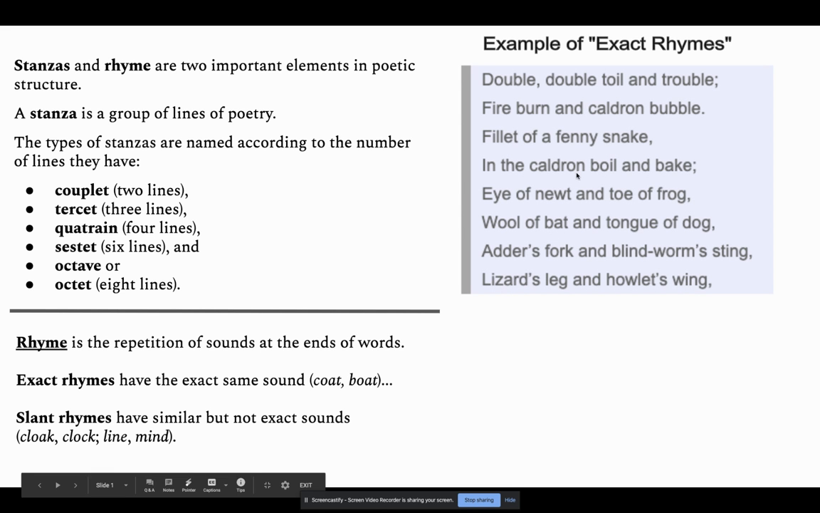Here are some examples of exact rhymes. Pretty simple: double, double, toil and trouble, fire burn and cauldron bubble. This is from Macbeth, by the way, which you guys will be studying next year. Fillet of a fenny snake in the cauldron boil and bake. The last word on each line ends in an exact rhyme.